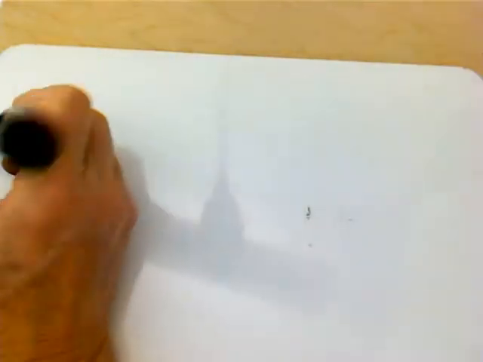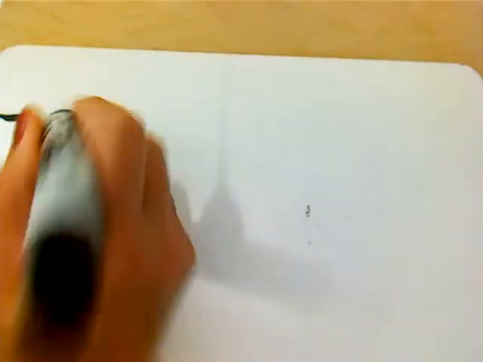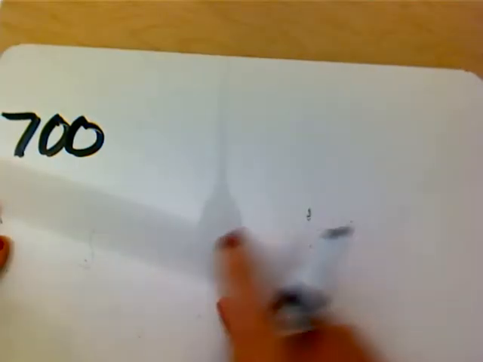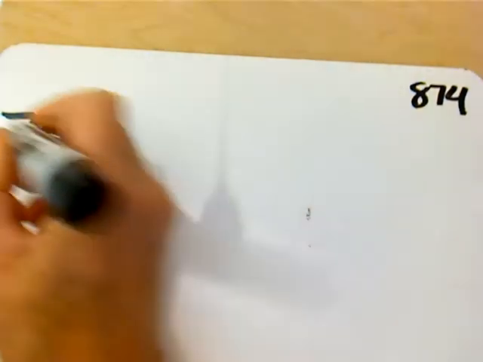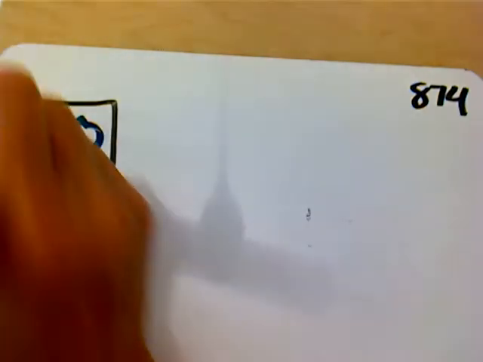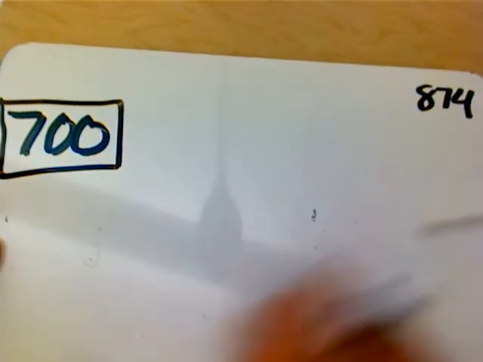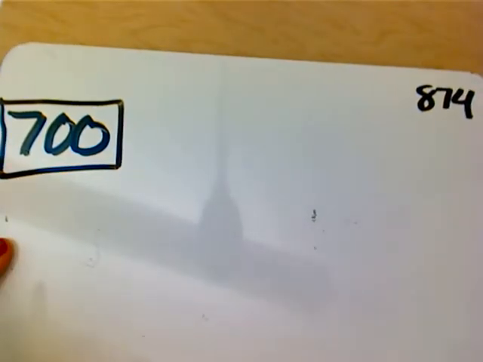All right, let's try one more of these, and then we'll move on to something a little bit different. Start with 700, starting with 700, and I need you to go all the way up to 874. So you're starting with 700 and moving all the way up to 874. Pause the video.